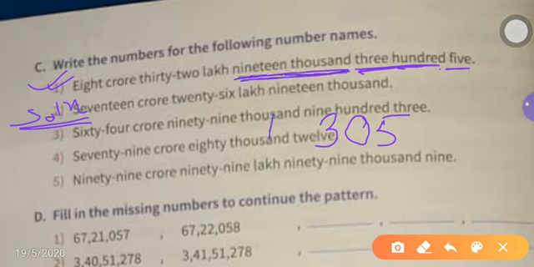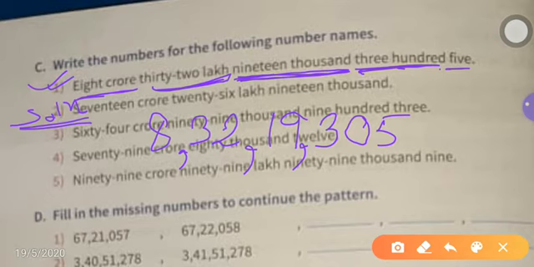After that, 19,000. Before that we have to put the comma here. After that, 32 lakh. Before that, put the comma. Lakhs and ten lakhs come together, 32. In the lakhs period 2 is there, in the ten lakhs period 3 is there. Before that, put the comma. After that, 8 crore. In the crores period 8 is there. So this is the required number, 8 crore 32 lakh 19,305. Next, the second number, you see what is given.